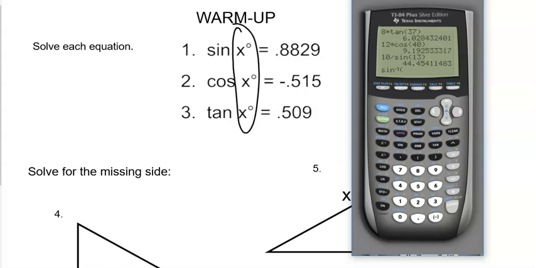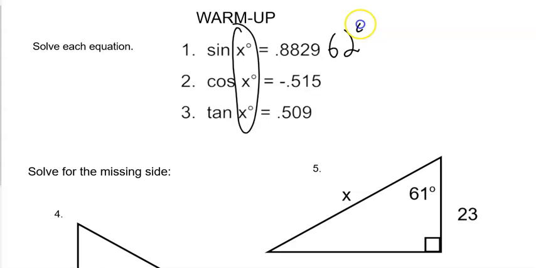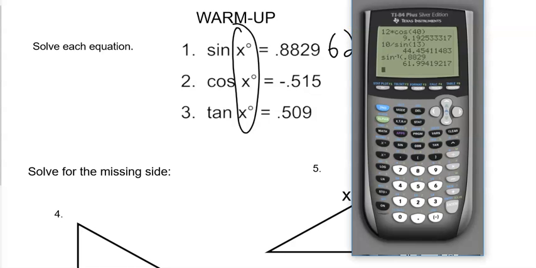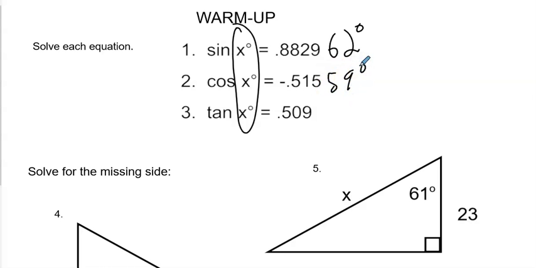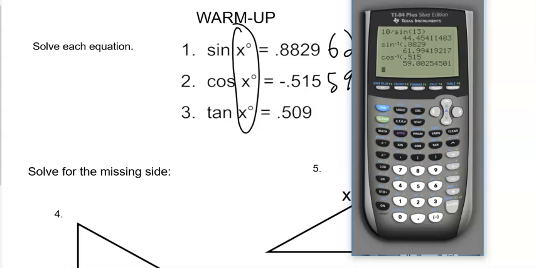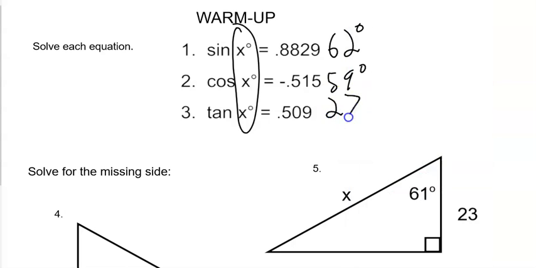So sine, and then put the decimal in, 0.8829. And we're going to round to 62 degrees. Okay? And then cosine inverse. So second cosine, 0.515. 59 degrees. And last but not least, an inverse tangent. So second tan, 0.519. 27 degrees, rounded.